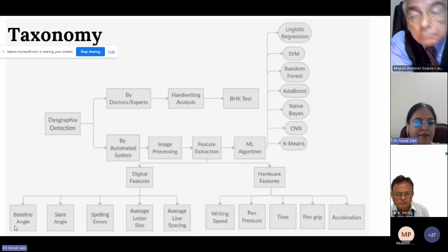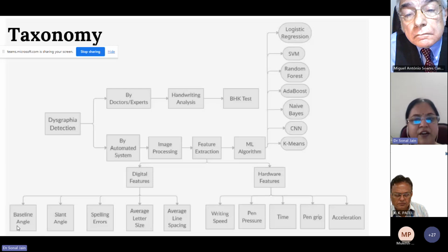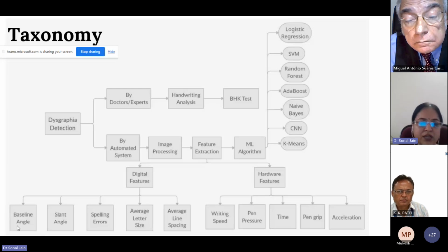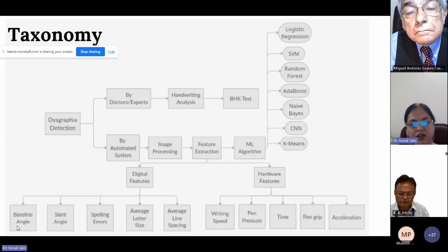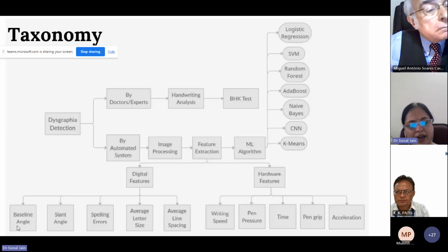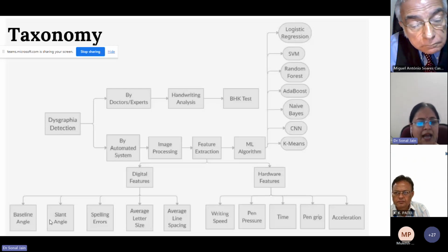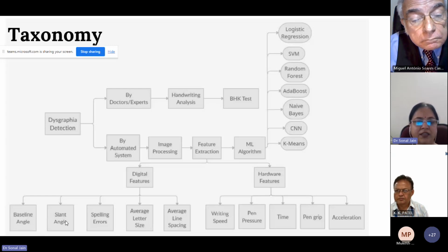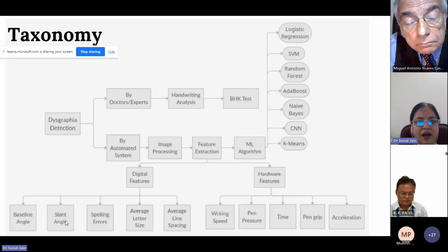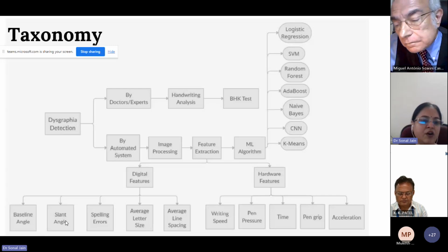So, baseline angle: whether the person is able to write on the same line, with all the words approximately on the same line. We are not saying that very good handwriting should be there. Even normal people, like doctors, do not have good handwriting. But they have certain characteristics, such as writing on the same line, and slant angle, so that it doesn't happen that some letters are quite slanting and some are not. These dysgraphic kids tend to write some letters slanting to the left, some to the right. So inappropriate behavior is observed.